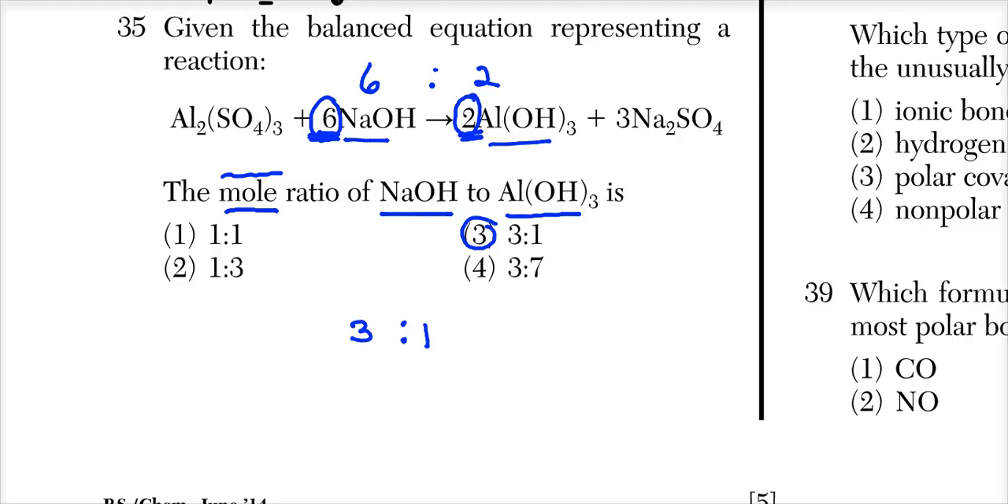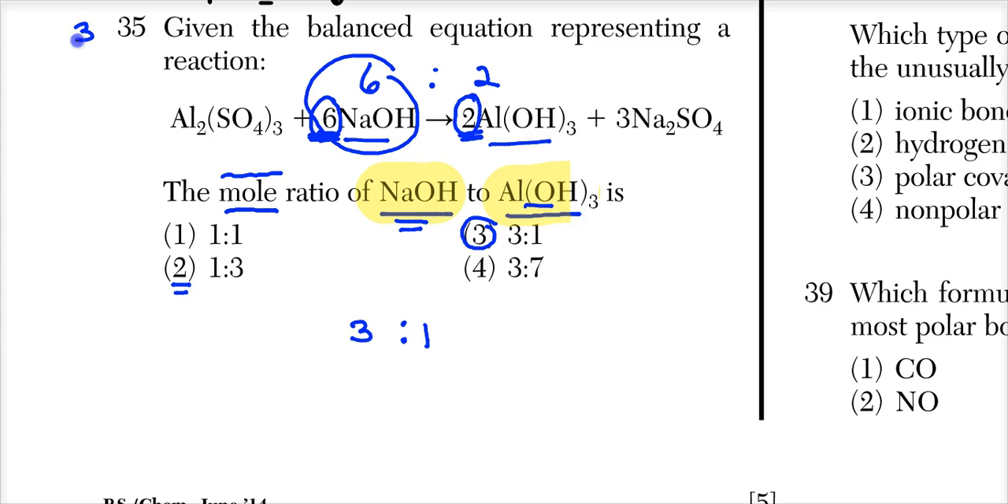Now be careful with this question. They said sodium hydroxide to aluminum hydroxide. So I had to give the number from the sodium hydroxide first. They could have said aluminum hydroxide to sodium hydroxide, and that'd be a 1 to 3. And that's what choice 2 shows you. So you have to be careful. What are they speaking about? Read this carefully. Sodium hydroxide to aluminum hydroxide. This one to this one. So that should have been an easy one.